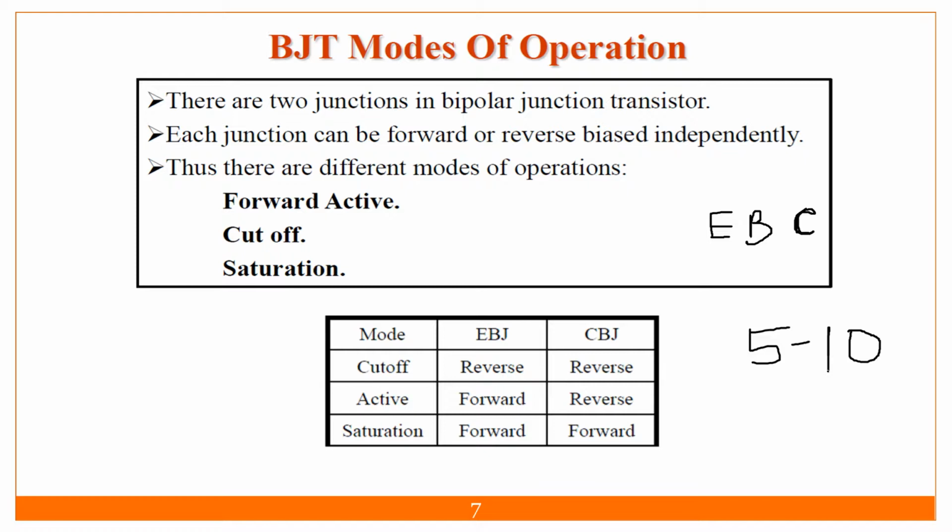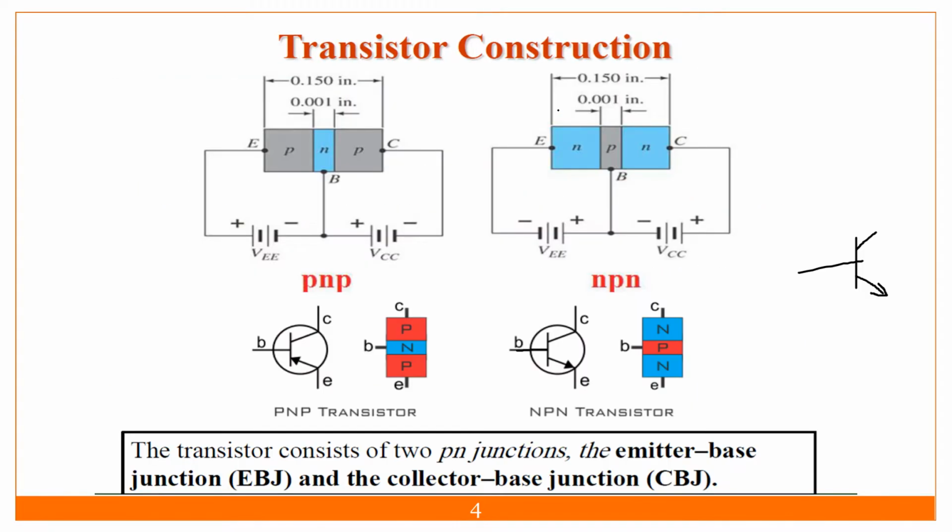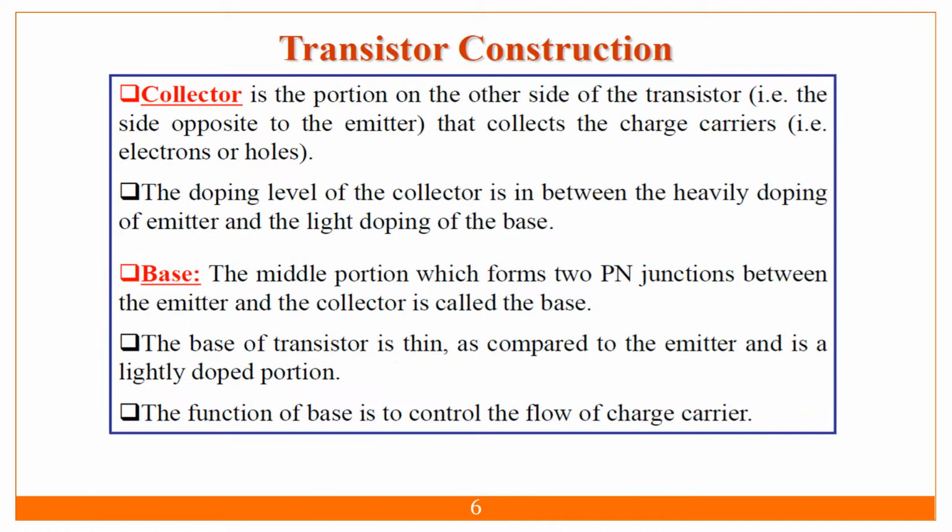Okay, good. BJT mode of operation. There are two junctions in the BJT. Suppose this is my BJT, the bipolar junction transistor. Here the joining of this NP is called junction 1, and here again the second is junction 2. This is junction number 1, and this is junction 2 of any transistor.